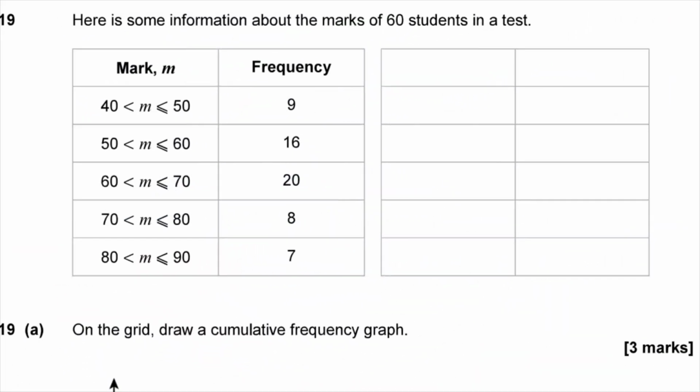Question 19. Here is some information about the marks for 60 students in a test. So we've got a group frequency table, and underneath it says, on the grid, draw a cumulative frequency graph. Okay, so cumulative frequency is upper class boundary against cumulative frequency. So upper class boundary is the highest value of each one, so it's these numbers here, isn't it? So I'm going to be plotting 50 against 9. I'm going to be plotting 60 against those two added together.